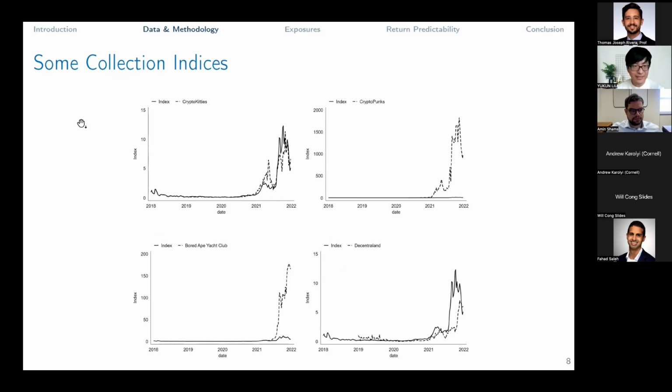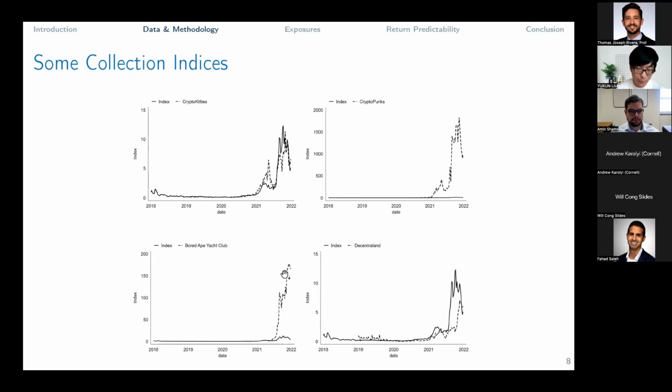What about the different collections? The different collections have vastly different properties. For example, for CryptoKitties, this is similar. The beginning is exactly the same because the only sales at the beginning are about CryptoKitties. Later, there will be important divergences, but by the end of 2021, the price level is about the same.